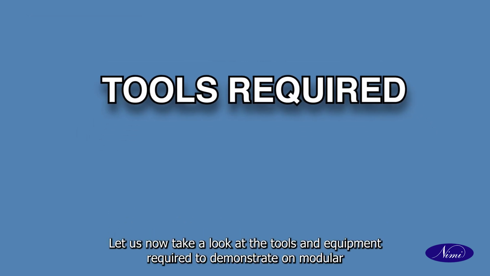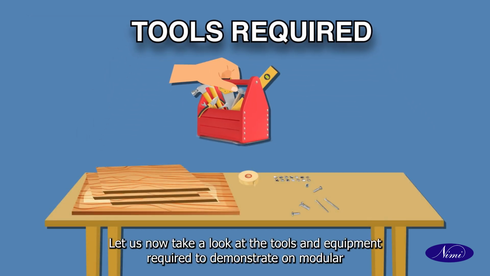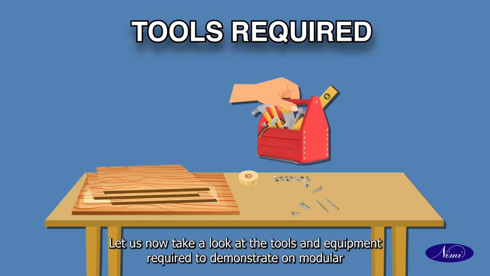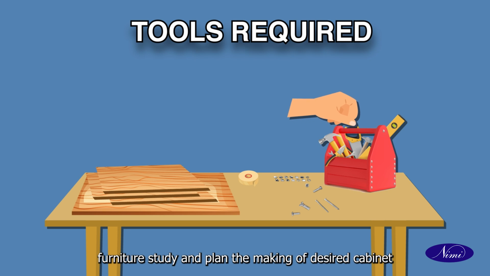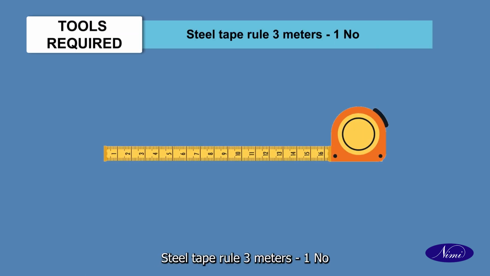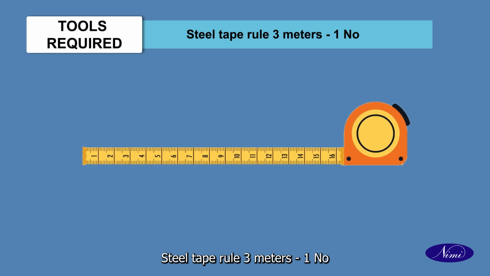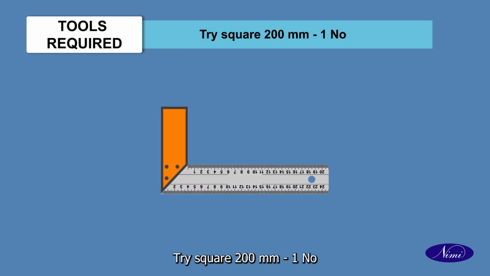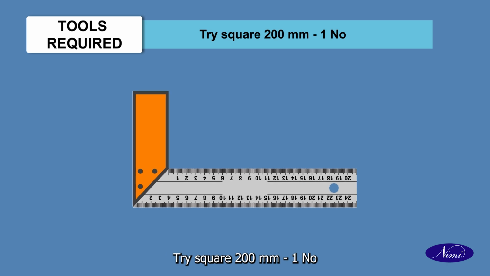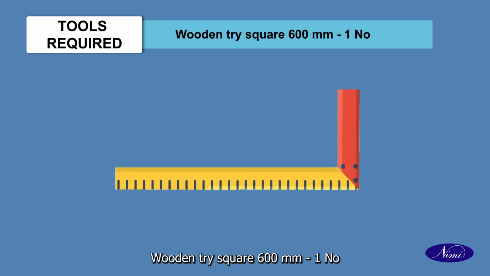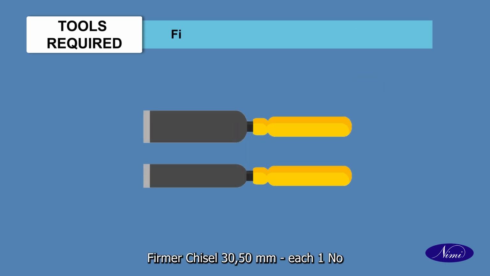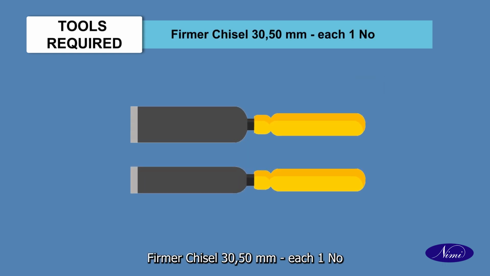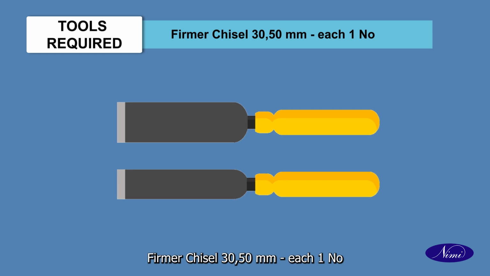Let us now take a look at the tools and equipment required to demonstrate on modular furniture study and plan the making of the desired cabinet. Steel tape rule 3 meters, 1 number. Tri-square 200 mm, 1 number. Wooden tri-square 600 mm, 1 number. Firmer chisel 30, 50 mm, each 1 number.